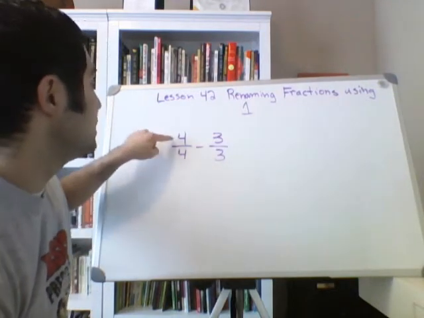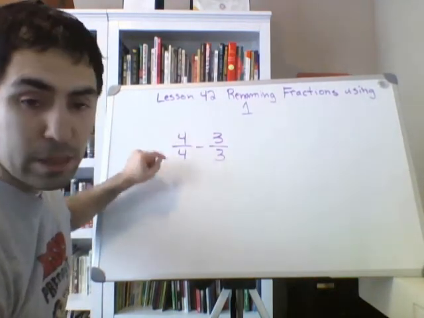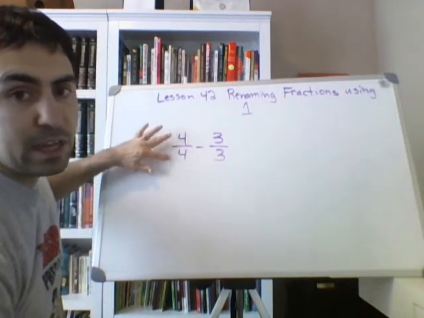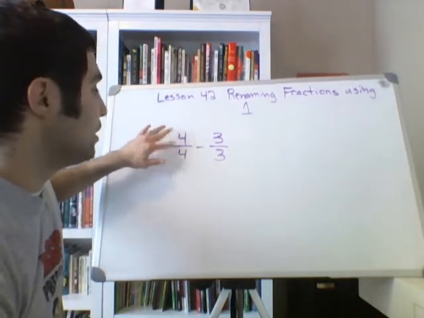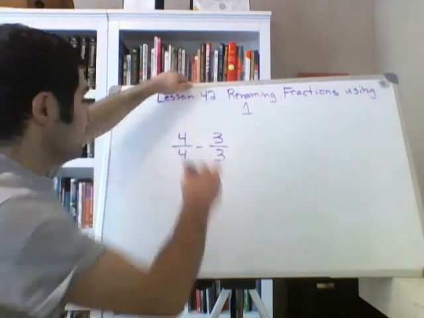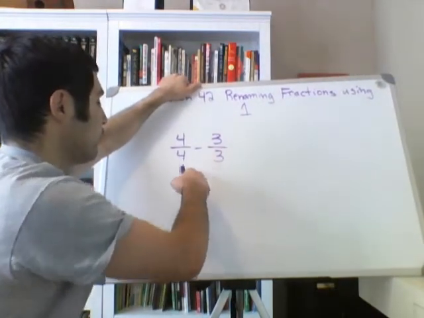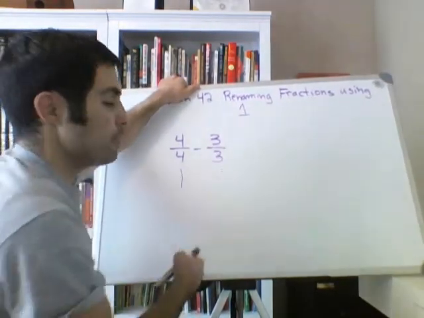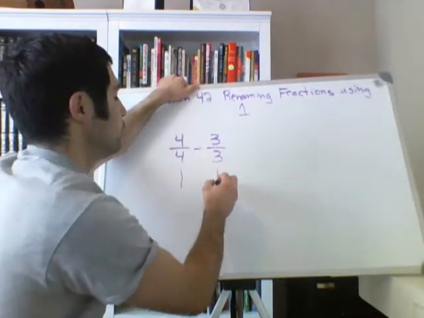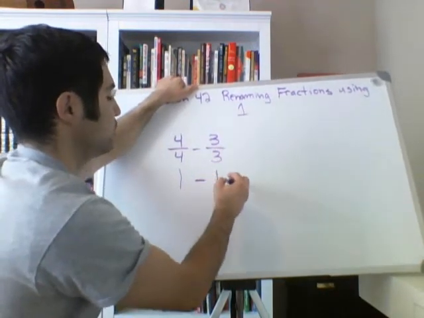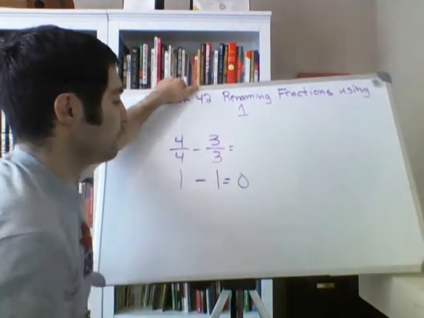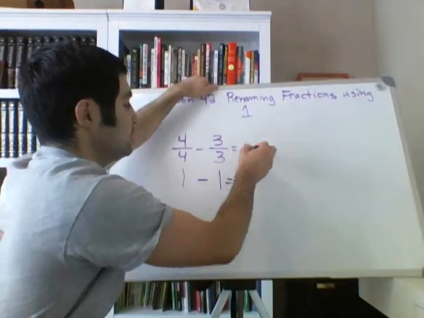All you have to remember is that 4 over 4, or anything over itself, the same number on top and bottom, numerator and denominator, equals 1. So 4 over 4 equals 1. Well, in that case, what would 3 over 3 equal? Well, that would also equal 1. So this is really 1 minus 1, which equals 0. So 4/4 minus 3/3 equals 0.